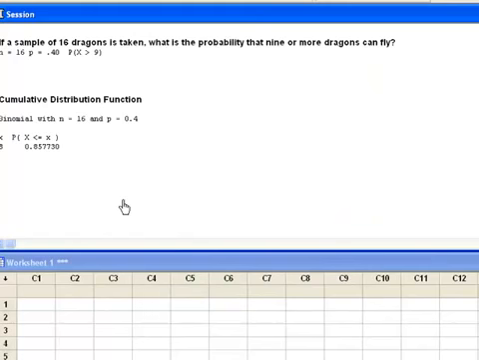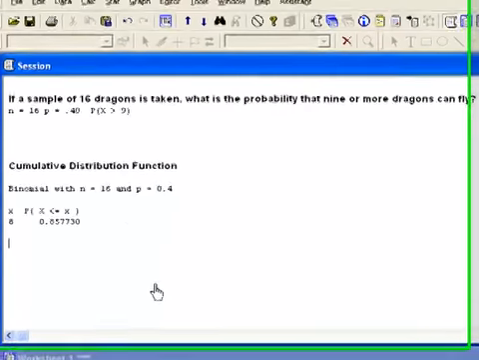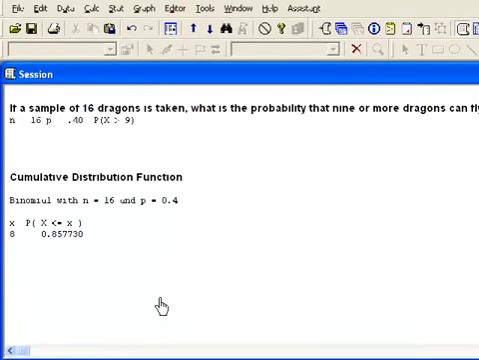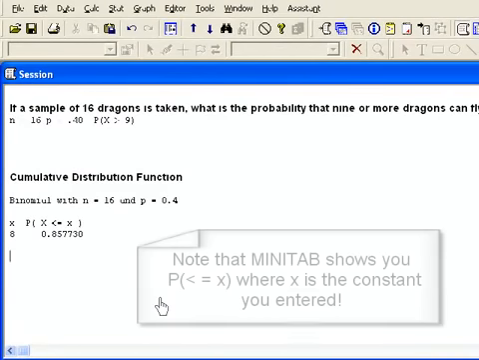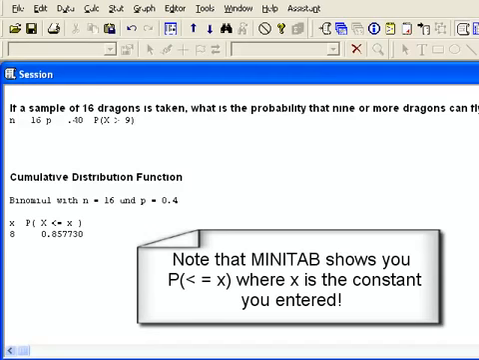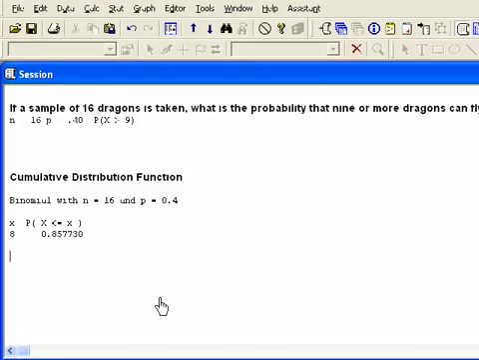What Minitab gives me is the probability that x is less than or equal to 8. Well, less than or equal to 8 is the opposite of 9 or more, because I know the probability of 0 through 16 equals 1. Since I know the probability of 0 through 16 equals 1, I know that the probability of 0 to 8 plus the probability of 9 through 16 has to equal 1.